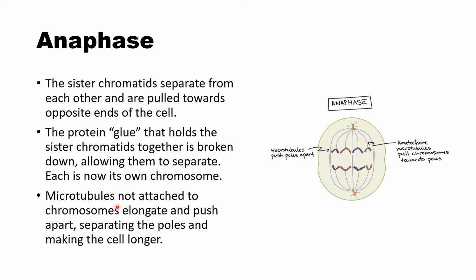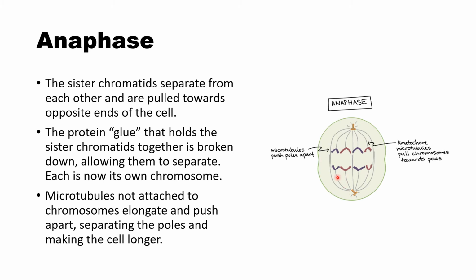So, microtubules not attached to the chromosomes elongate and push apart, separating the poles and making the cell longer. So, yun yung mangyayari. So, yung parang importante na mangyari is yung sister chromatids, di ba? Itong mga to dati doon sa metaphase, magkadikit pa lang. Pero sa anaphase, they are pulled towards the opposite ends of the cell.